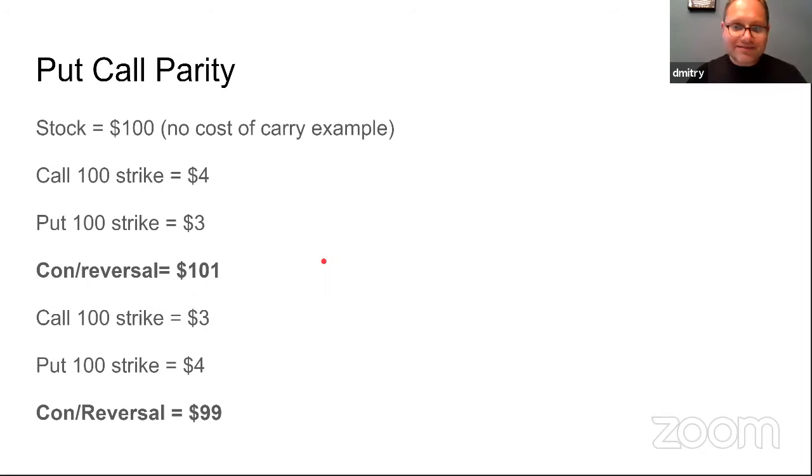So let's assume the same situation. We have a stock at $100, right? But this time the call is $4 and the put is $3. So let's just say I sold the call for $4, bought the put for $3. What happened? I collected $1, and I'm synthetically short the stock at this point, right?